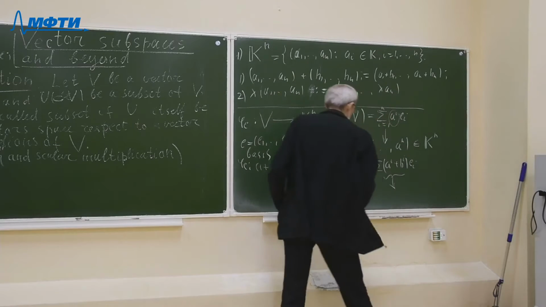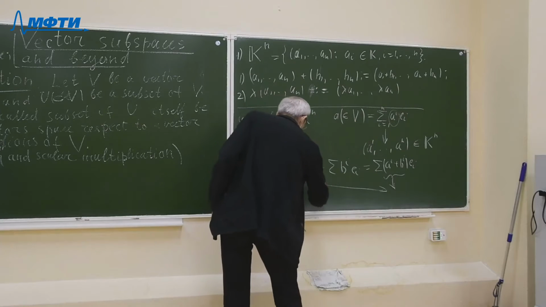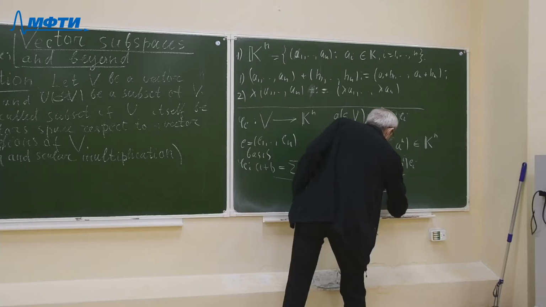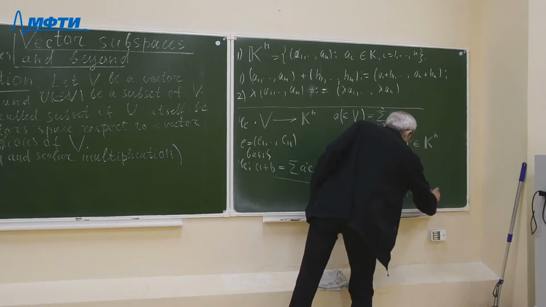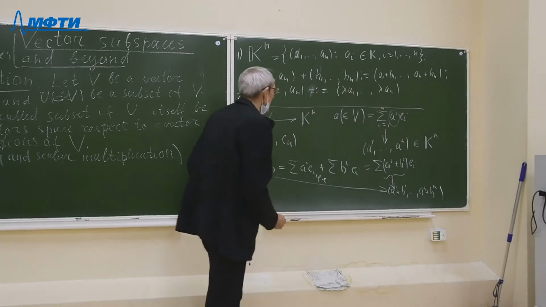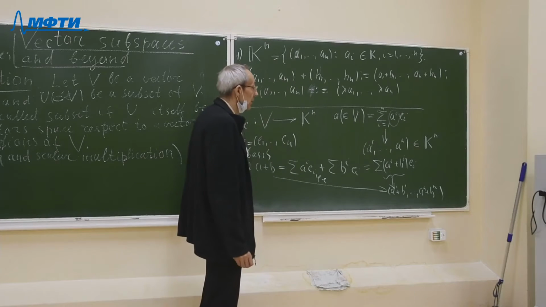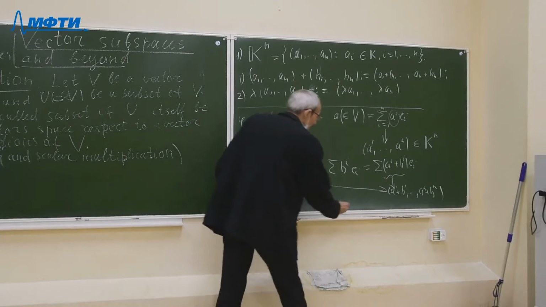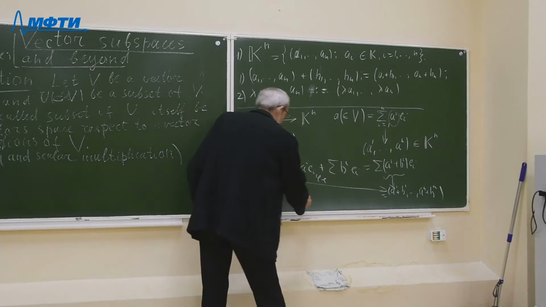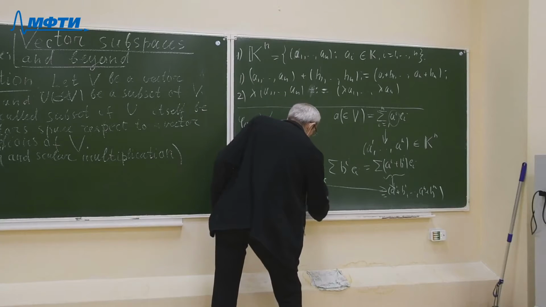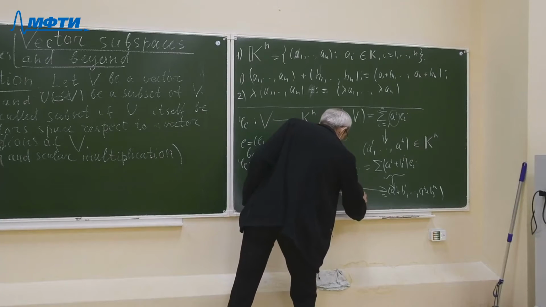And we obtain the following correspondence: a1 plus b1 and so on, an plus bn. And by the definition of the operation of addition in the arithmetical vector space, this ordered n-tuple is the sum of the coordinates of vector A and vector B.